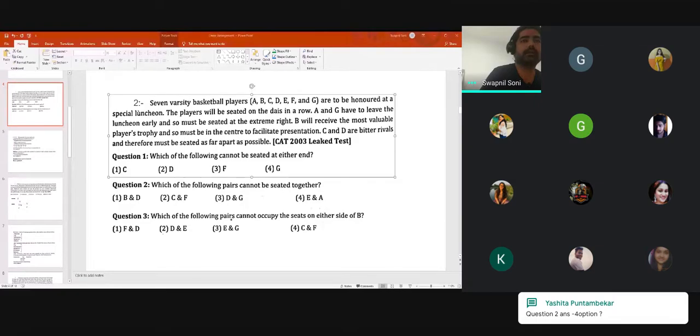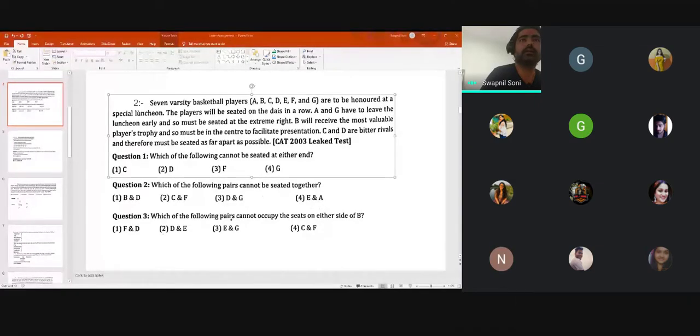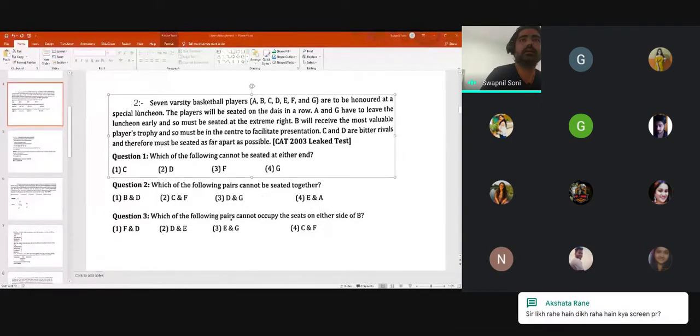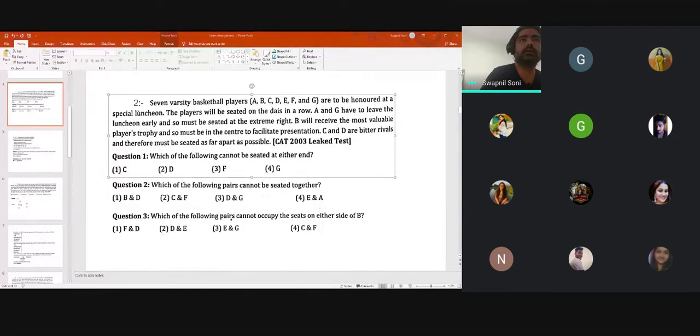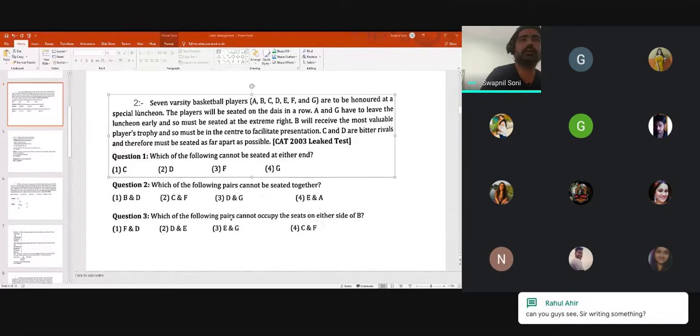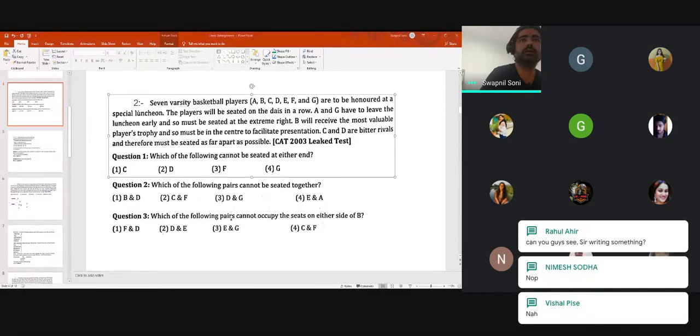We have A, B, C, D, G, which leaves E and F. So we can have E or F over here and F or E over here. That's the only thing left for us.